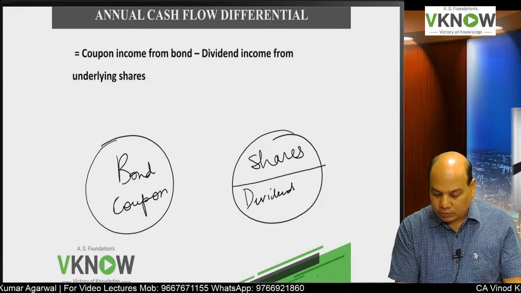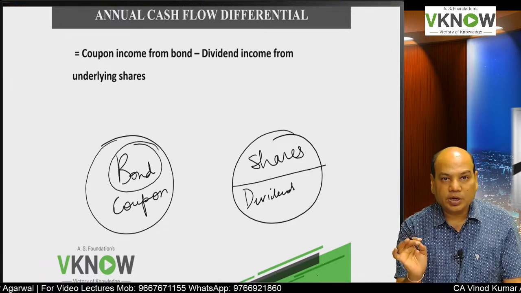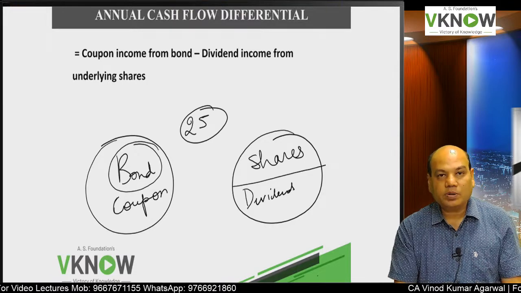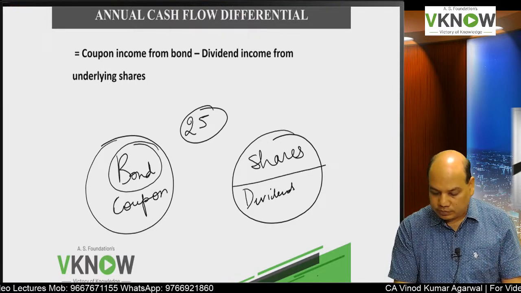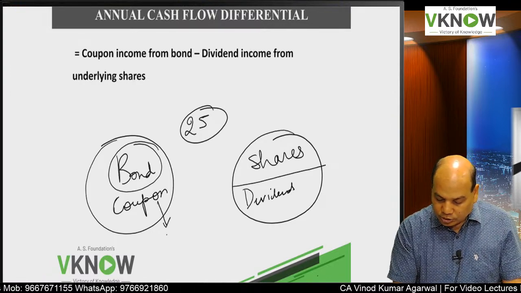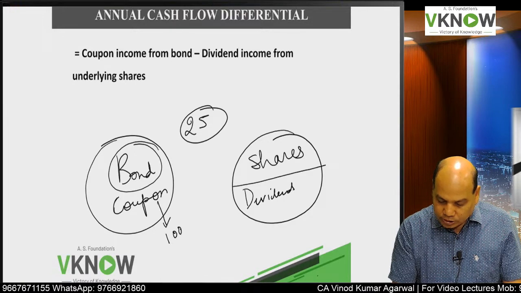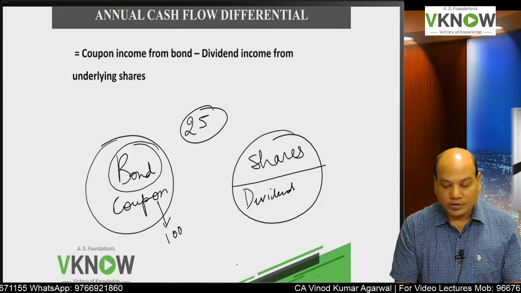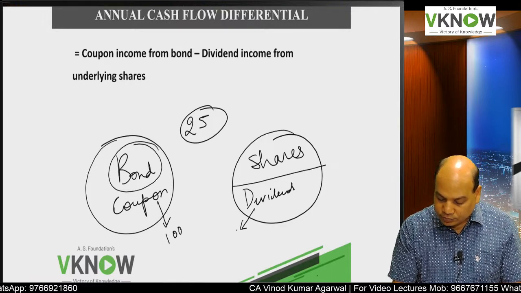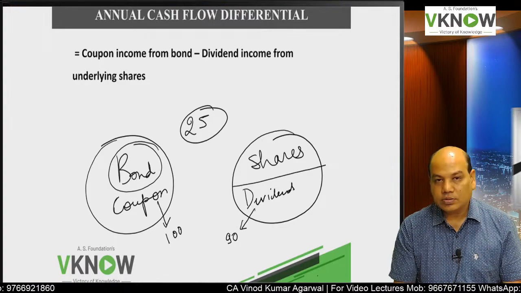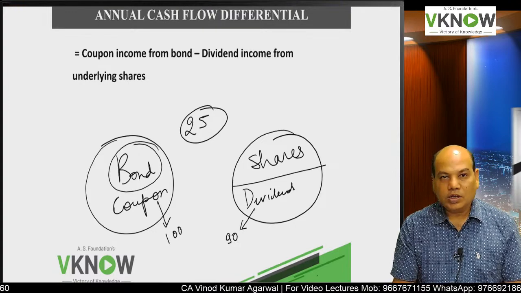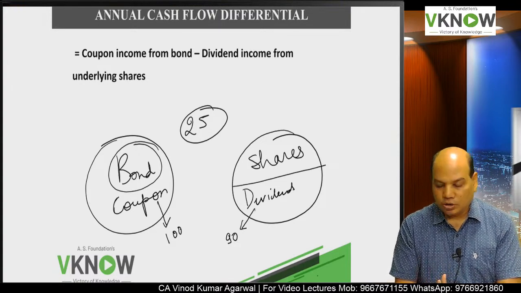When I buy a convertible bond, I pay a premium. Suppose I pay a premium on the bond of 25. Why? Because it gives me a higher coupon. Suppose the coupon amount the bond will generate is 100 rupees. If I buy shares, the shares would have given me a dividend of, let us say, 90 rupees.